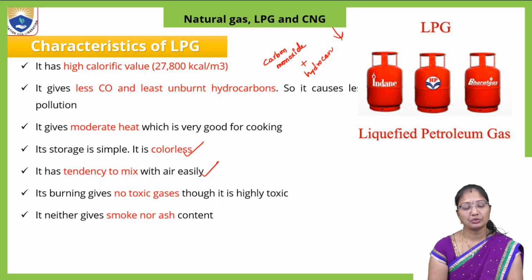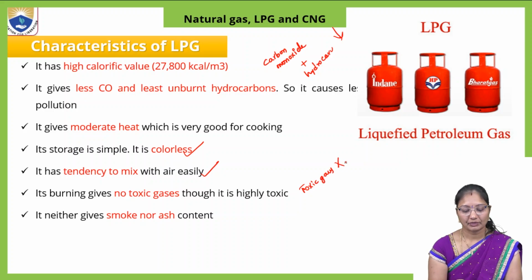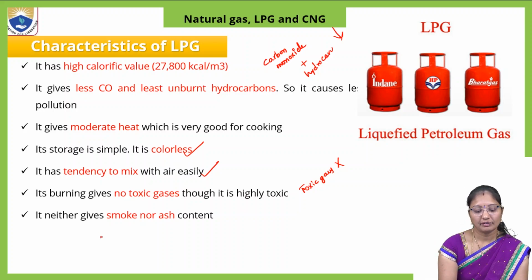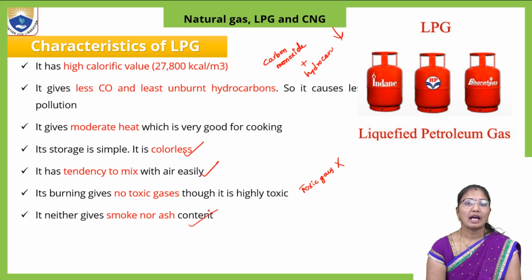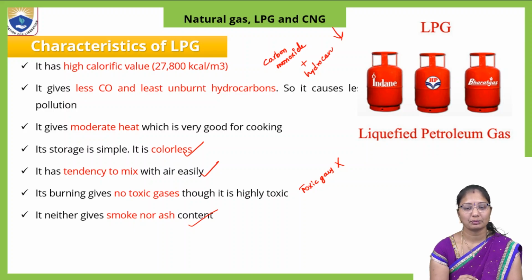Its burning gives no toxic gases. Though LPG itself is toxic, when it undergoes combustion or heating, it won't release toxic gases. It gives neither smoke nor ash. Unlike coal, a solid fuel, which releases heavy smoke or ash on combustion or heating, LPG won't give smoke or ash content.